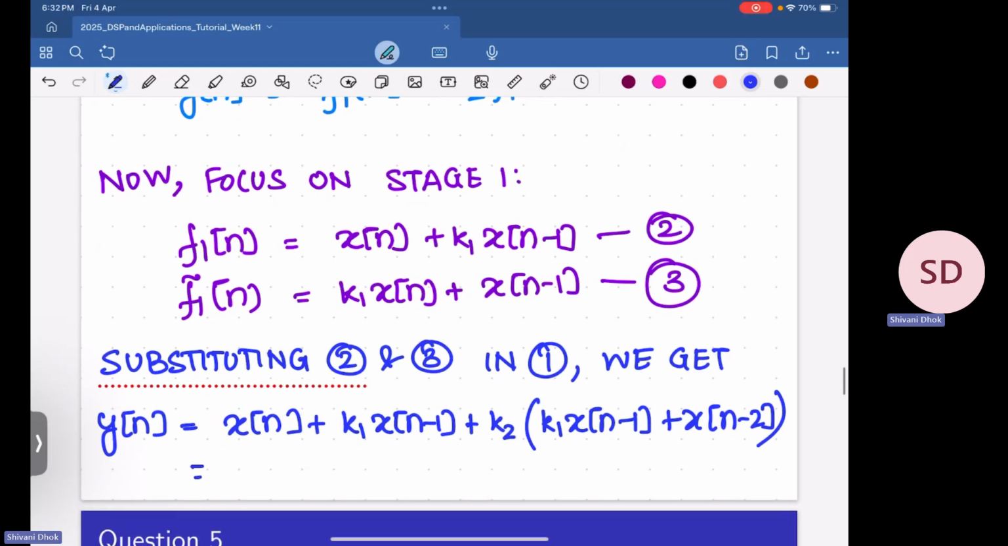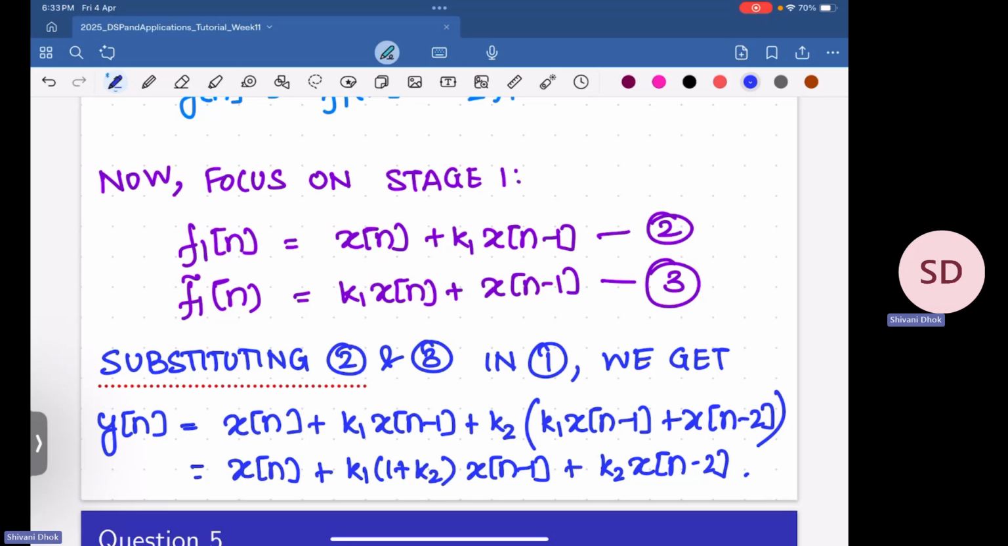So this is equal to, I'll collect the terms now. We have x of n plus k1 into 1 plus k2 times x of n minus 1 plus k2 into x of n minus 2. So this is the final input output relation. Is it clear till this point? Any questions? So this is the final answer that we have. Is it clear? Any questions?